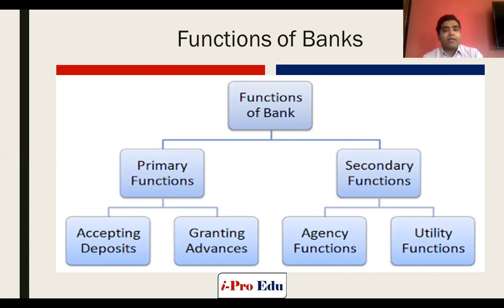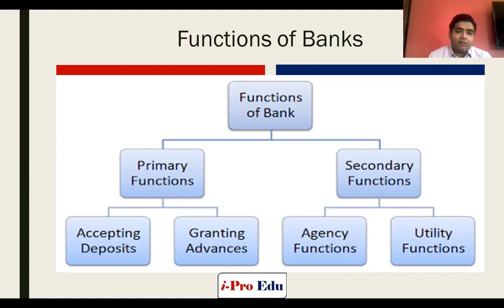Loans can also be categorized according to the purpose for which they are sought. So there are many types of loans. For example, consumer loans, as I said, business loans, long-term, medium-term, short-term loans. In short-term loans, overdraft and cash credit are two main sources of working capital in many forms of business.